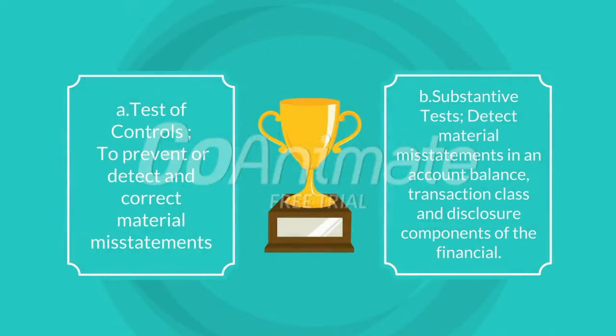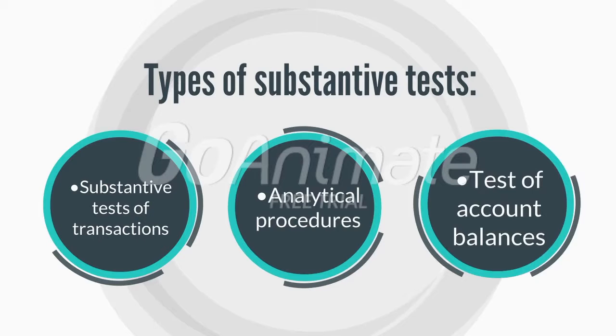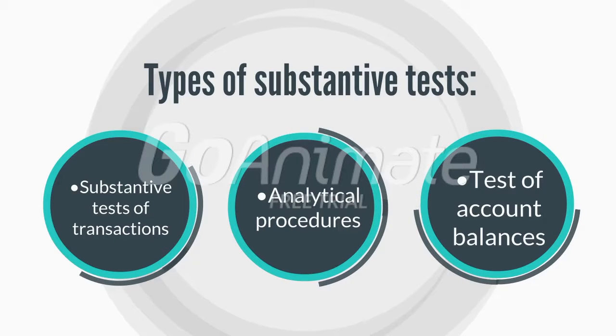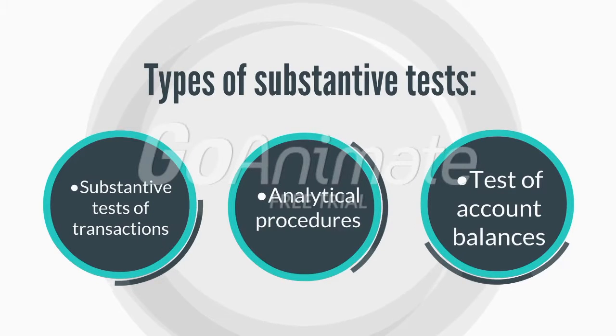Evaluation of the effectiveness of accounting. A. Test of controls: to prevent or detect and correct material misstatements. B. Substantive tests: detect material misstatements in an account balance. Types of substantive tests: substantive tests of transactions, analytical procedures, test of account balances.